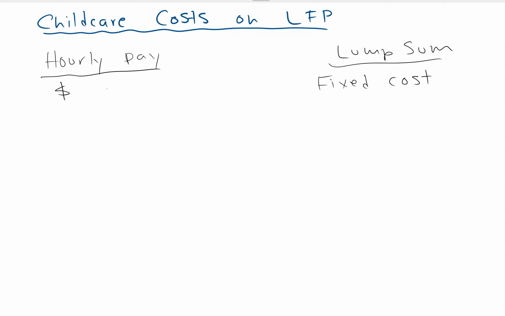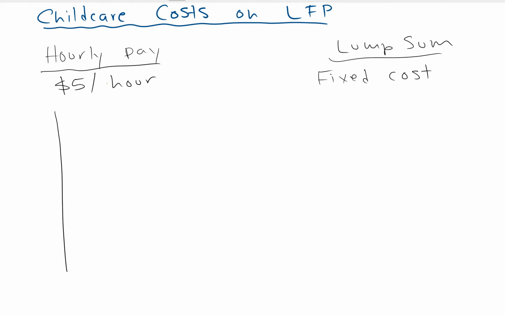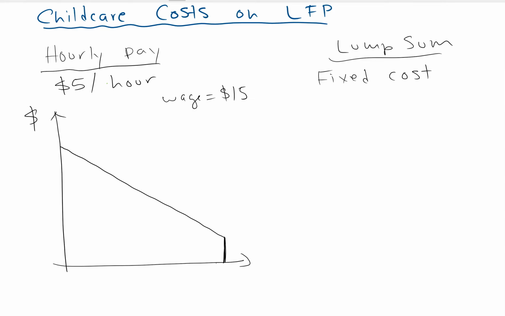Say hourly pay is $5 an hour. So how's this going to work? Well, I'm not going to draw the indifference curve in this case, at least I don't plan to. Let's suppose let's start you here, some random amount. And then let's suppose someone's wage before was $15 an hour. That's what I've drawn here. So this is $15 an hour.